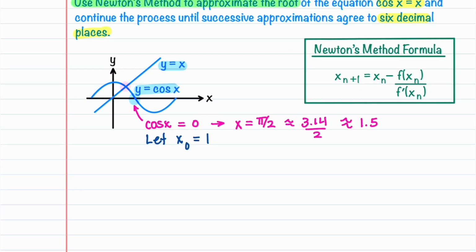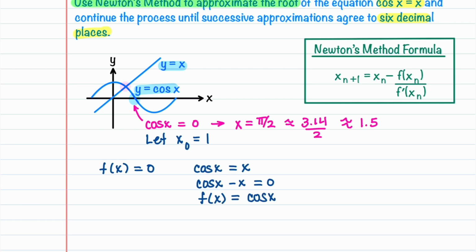Newton's method is used to find an approximate solution to the equation f of x is equal to 0. We are given the equation cosine x is equal to x, and we need to now make our equation look like f of x is equal to 0. So let's bring our x to the left, and we get cosine x minus x is equal to 0. So that tells us that we can say that f of x is equal to cosine x minus x, and that's equal to 0.